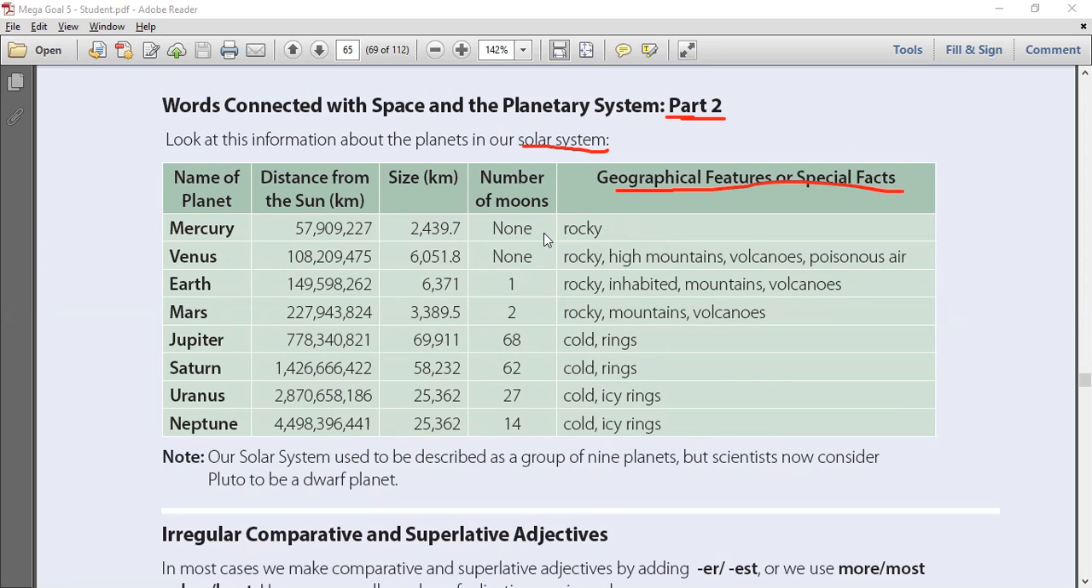Here you have a note I think you're familiar with. Our solar system used to be described as a group of 9 planets, but scientists now consider Pluto to be a dwarf planet. Do you know dwarf?